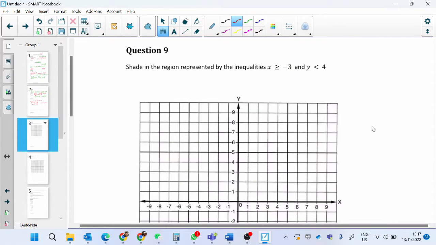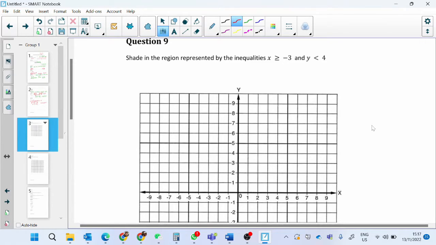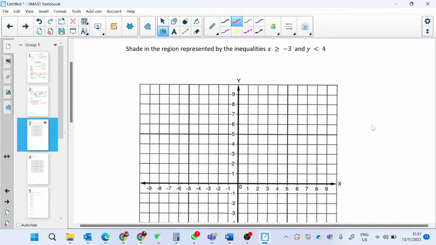Now in the next question, it says shade the region represented by the inequalities. So we have to plot a graph here and then find which region this inequality is represented. Here it says x is greater than negative 3 and y is smaller than 4. So we have to plot and find these two.